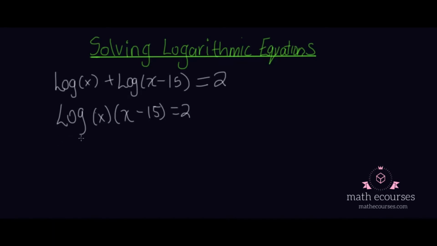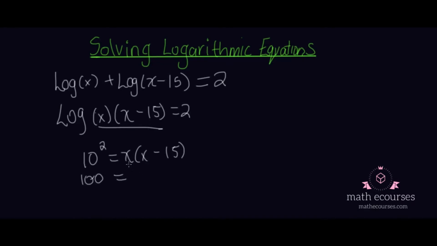Next, I need to get rid of this log by writing this in exponential form. So the base here, you don't see a number. If you don't see a number, the base is understood to be a 10. So I have 10 to the second power will equal this. 10 to the second power is 100.